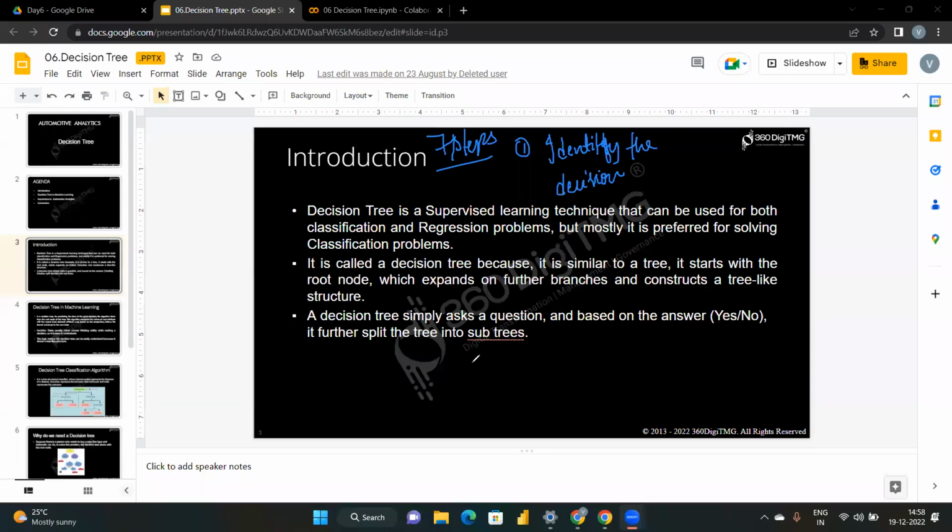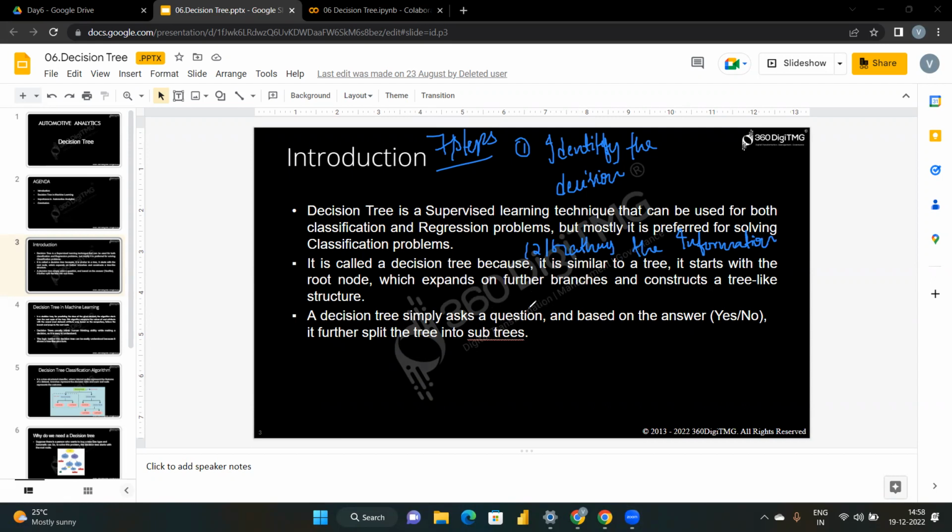So we have the first step, which is identifying the decision. And the second one is gathering the information. So the second step will be about gathering the information. As we know, we have 7 steps in decision making. We have identifying the decision, and gathering the information.